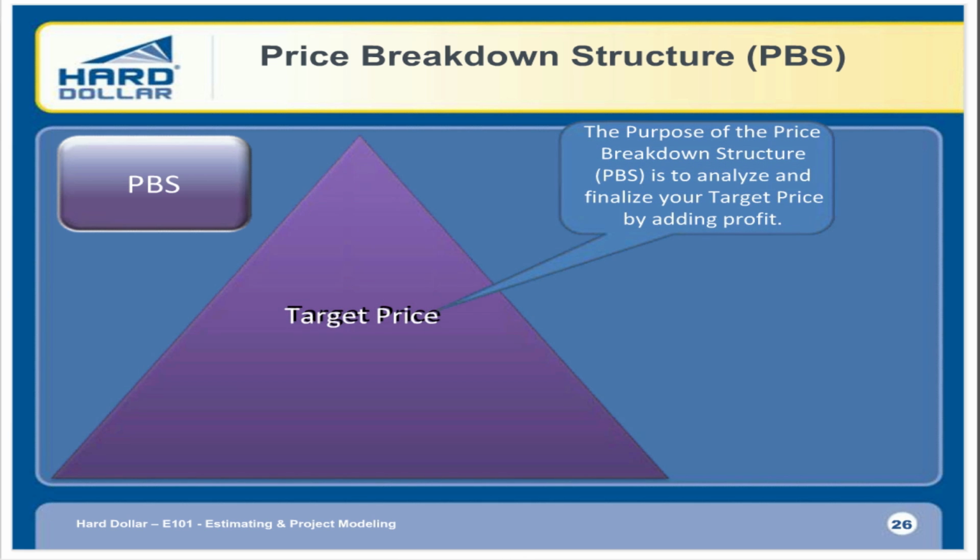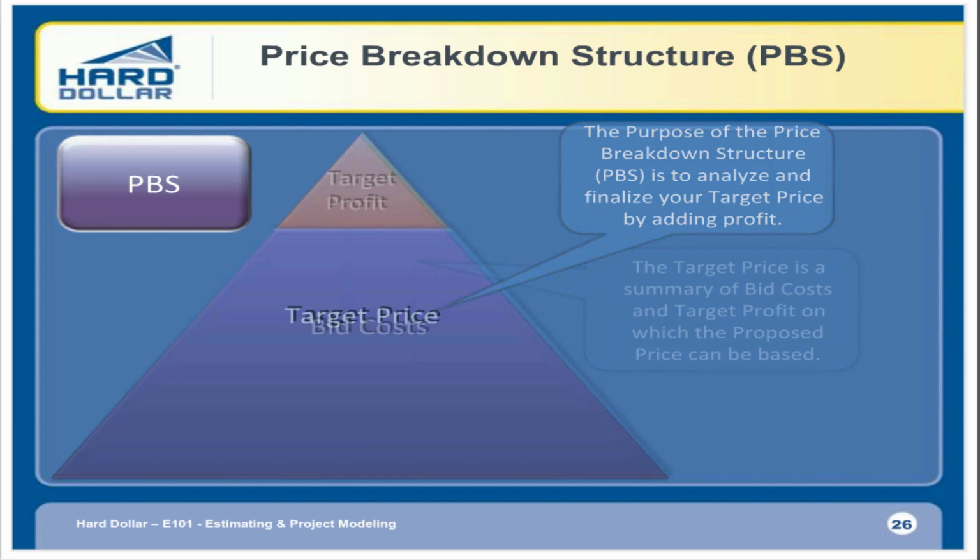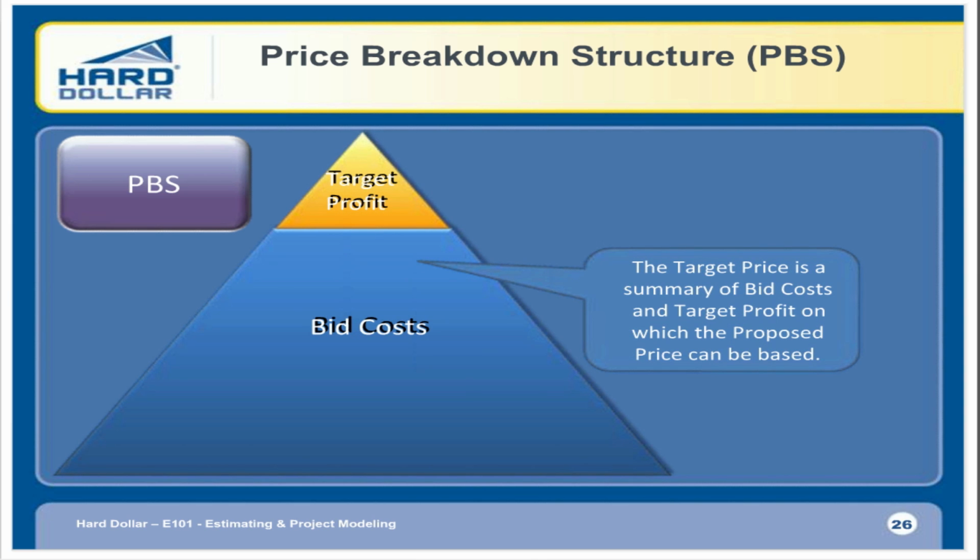With that said, the primary purpose of the PBS is to apply the profit to your job and arrive at a target price. The target price is made up of your bid costs and the target profit that you establish on the PBS.